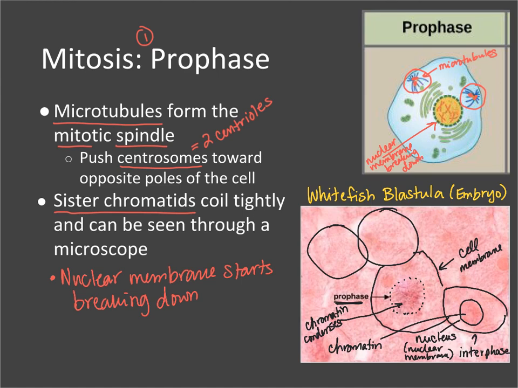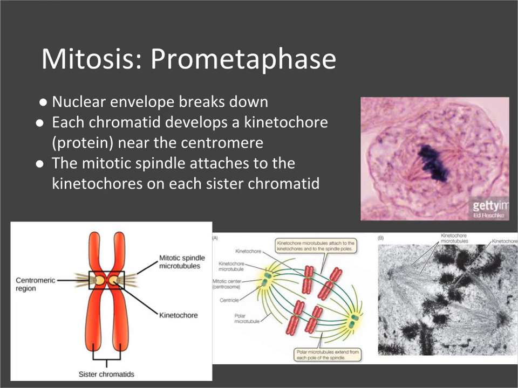And the chromosomes are starting to become visible, forming that X shape. Our second stage of mitosis is prometaphase. And so during prometaphase, that nuclear envelope disappears completely. So you can see on this picture over here that you no longer see the nuclear envelope. So there's no longer a nucleus or a membrane surrounding the nucleus.